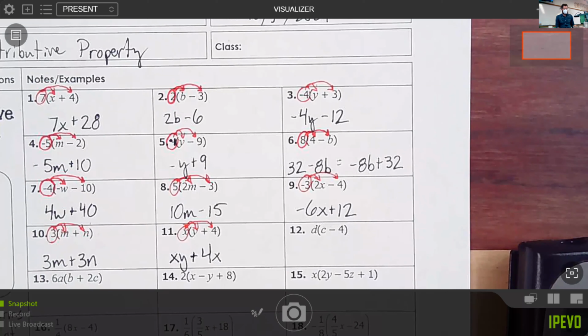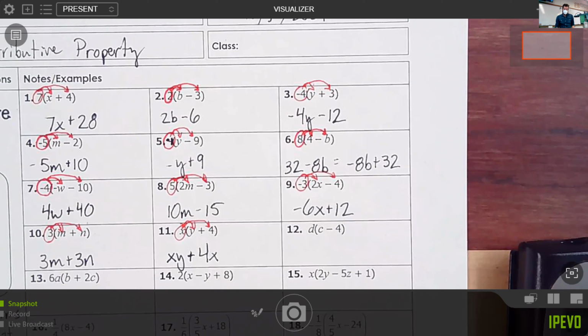So when you multiply a variable with a number, just put the number right next to the variable. When you multiply two variables together, just put the two variables right next to each other. And when you're multiplying two numbers together, just do the multiplication.